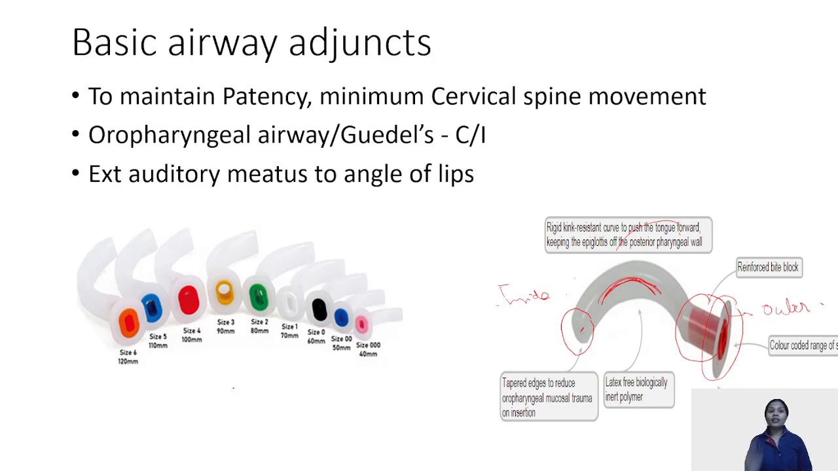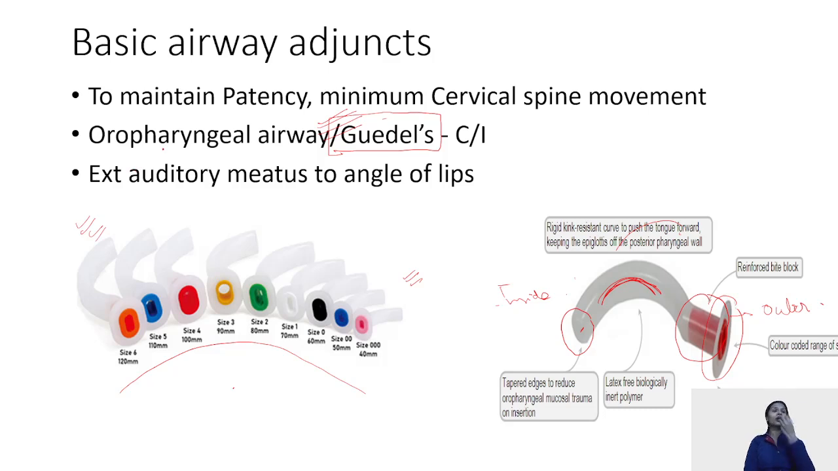Okay. The other name for oropharyngeal airway is Goodell's airway, and it can be found in various sizes depending upon the age of the patient, whether it is a pediatric patient or an adult patient. Done.